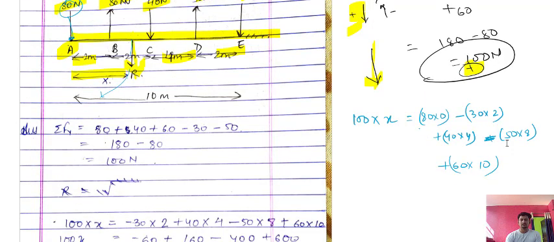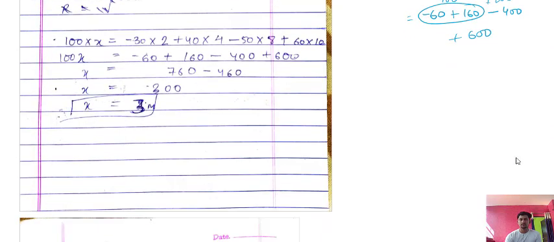Now you solve this, this will be 0, and it will be minus 60 plus 160 minus 400 plus 600. So you can solve this, this will give you 100, and minus plus 600, this will give you plus 200. So it will be equal to 300. Okay, 100 plus 200, 300, this will be equal to 100 resultant force into x. From here you will get x value as 3 meters.